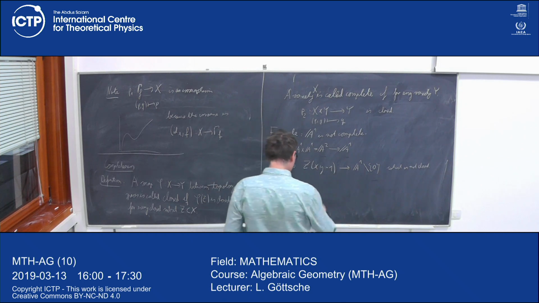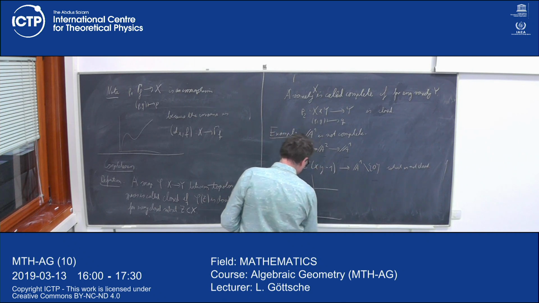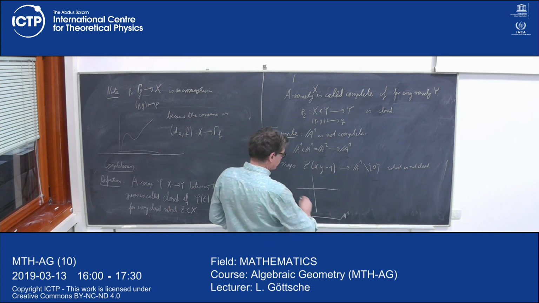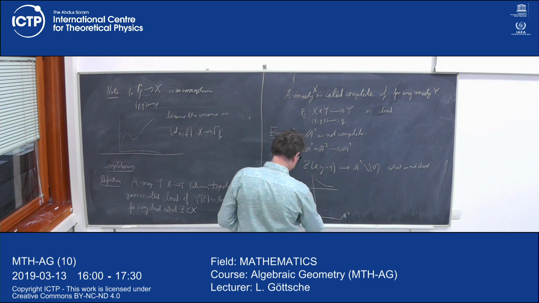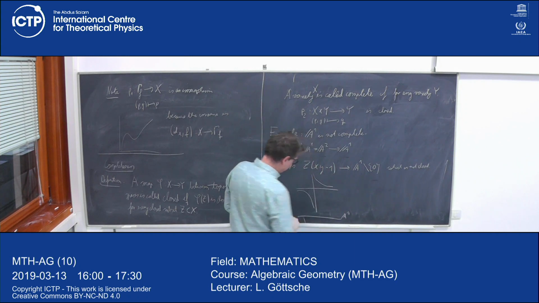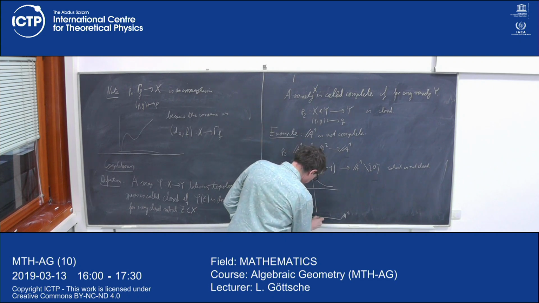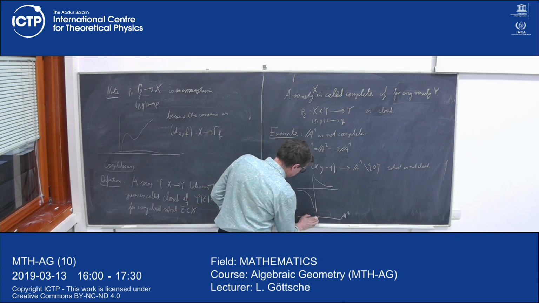So the picture is, if you look at it over the reals, this is A2, this is A1, and the zero set of this will be some parabola-like curve like this. And if you project, you see it hits all the points except for the origin. Okay, so this is an example of a variety which is not complete.